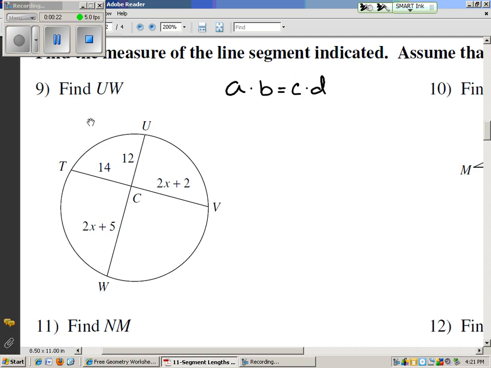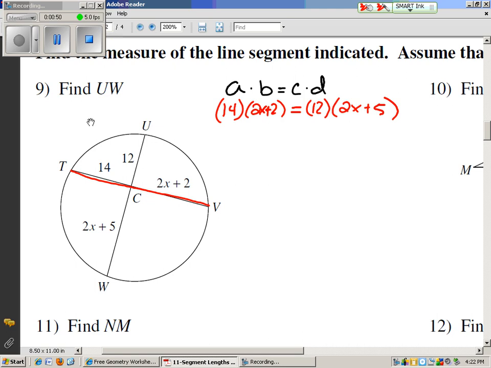Really, for the A and B, if you forget how to label it, just make sure it comes from the same segment. So when I look at this segment, I just want the two portions of it. I don't really care which one's A or B or anything. 14 times 2x plus 2, left off an x there, equals, and then the other segment would be 12 times 2x plus 5.